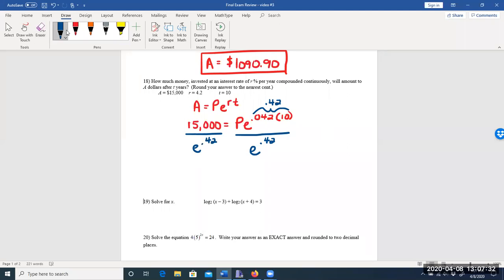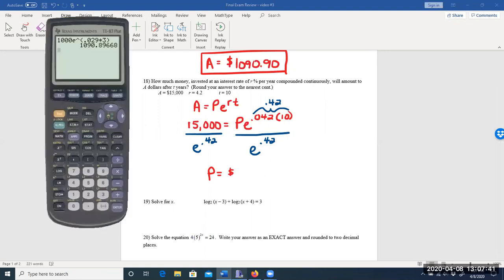So my principal is going to be less than 15,000, because remember, this is what we're going to invest in order to end with 15,000. So this time I'm going to enter 15,000, but I'm going to divide by E to the 0.42 instead of multiplying. So it looks like we need to invest $9,855.70.